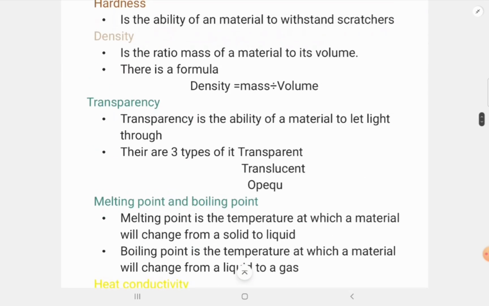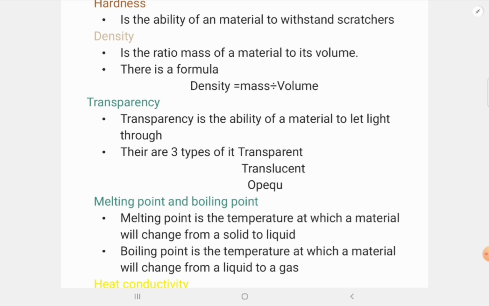Hardness. Hardness is the ability of a material to withstand scratches. A hard material cannot be scratched easily. The hardness scratch test helps us compare the hardness of materials. What do you think of the screen on your mobile phone? Is it made of hard or soft material?